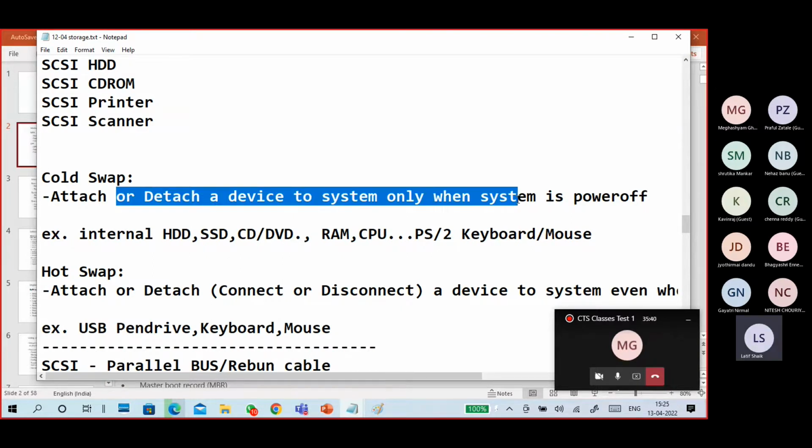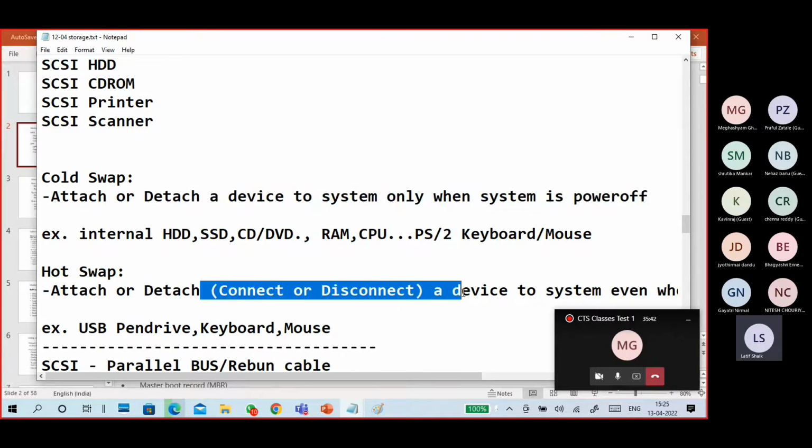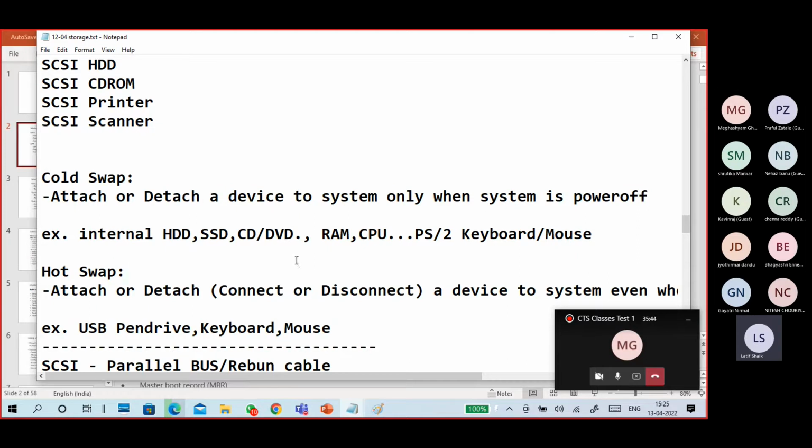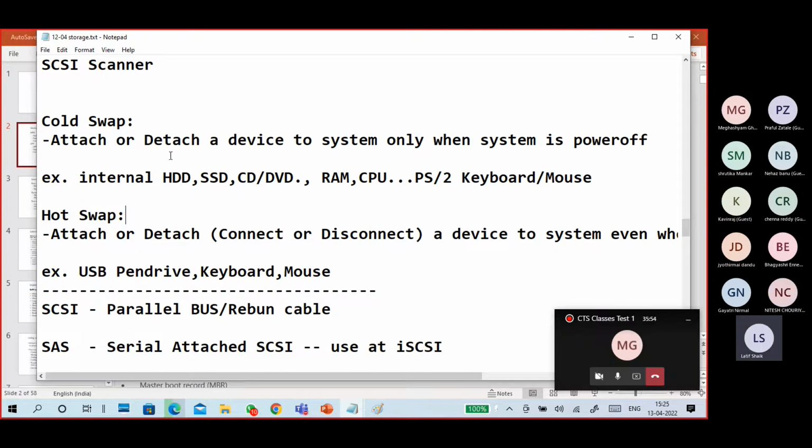Guys, these are not definitions, so you can change the sentence, but you shouldn't change the meaning. Cold swappable means you cannot attach or detach devices while the system is running. You compulsorily have to shut down the computer, and then you can change it. Those are the examples I gave here.